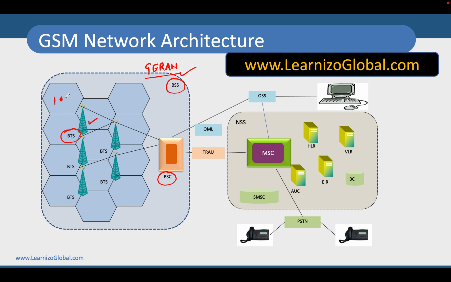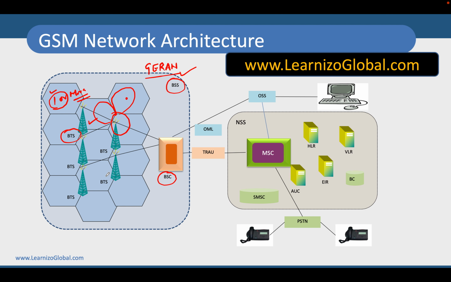BTS is typically the base station which provides you the coverage, and one BTS can have one or more cells. These base stations can have only one cell, as well as 3, 4, 5 or 6 cells. They can be created by using omnidirectional antennas or directional antennas and can provide you multiple cells.